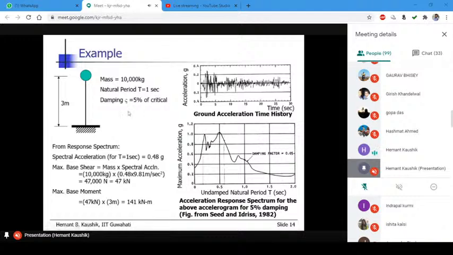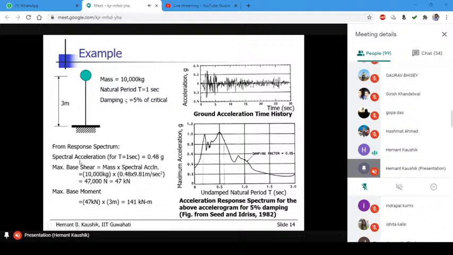Now I want to know how much is the maximum acceleration response of this system. So I'll go back to this 1.0 natural period, and this is the value. This value is about 0.48, right? So the spectral acceleration for 1 second is 0.48 g. That is how we use the response spectrum.